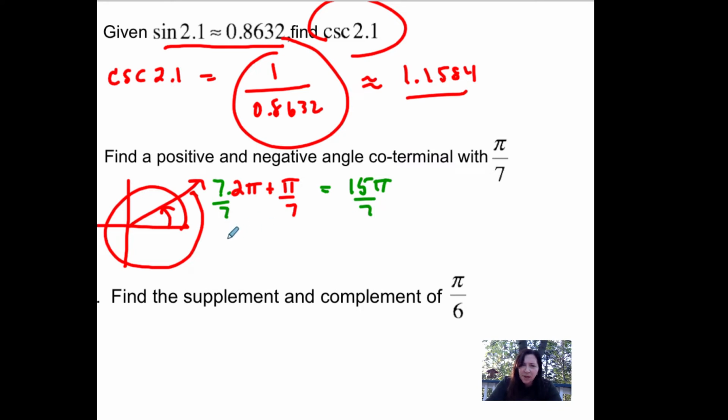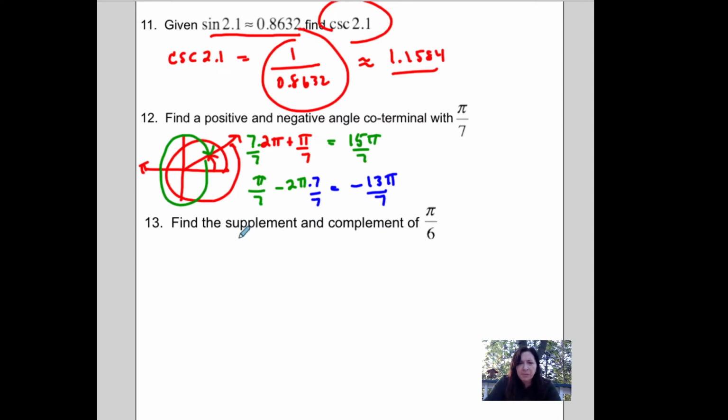And my negative value would just be pi over 7 minus 2 pi, because what that's doing is making me go back around like that in a negative value. And again, I get a common denominator times 7 over 7. So we have 1 minus 14, and that becomes negative 13 pi over 7.